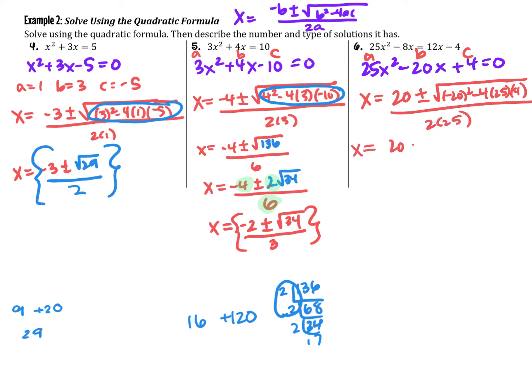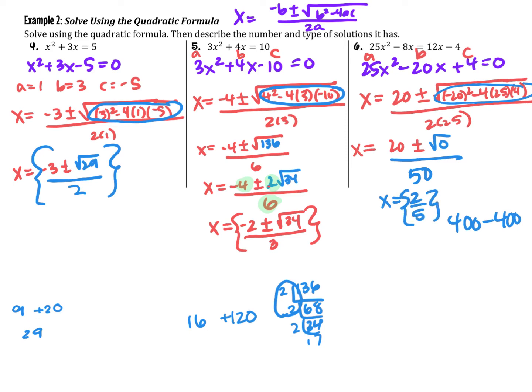So x equals 20 plus or minus, well, what's happening inside this square root? I'm getting 400 minus 4 times 25 times 4. Well, that's 400 also. So plus or minus the square root of 0 over 50. So this is just going to give me 20 over 50, or 2/5. So in this case, I only have one solution, and that one solution is 2/5.